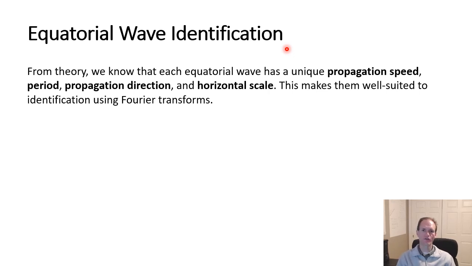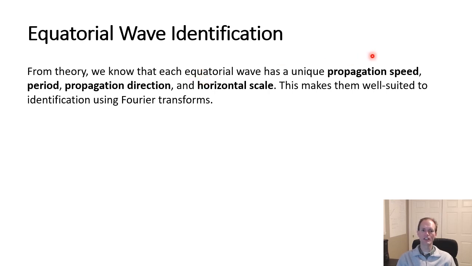How can we use Fourier transforms and those methods to be able to identify equatorial Rossby waves? Well, we know from theory that each equatorial wave type that we've considered has a unique propagation speed, some move faster than others, a unique period, some repeat more frequently than do others, propagation direction, a couple of them move to the west, one moves to the east, and horizontal scales. A couple of them are about 1,000 kilometer wavelength, one is about 2,000 kilometer wavelength.